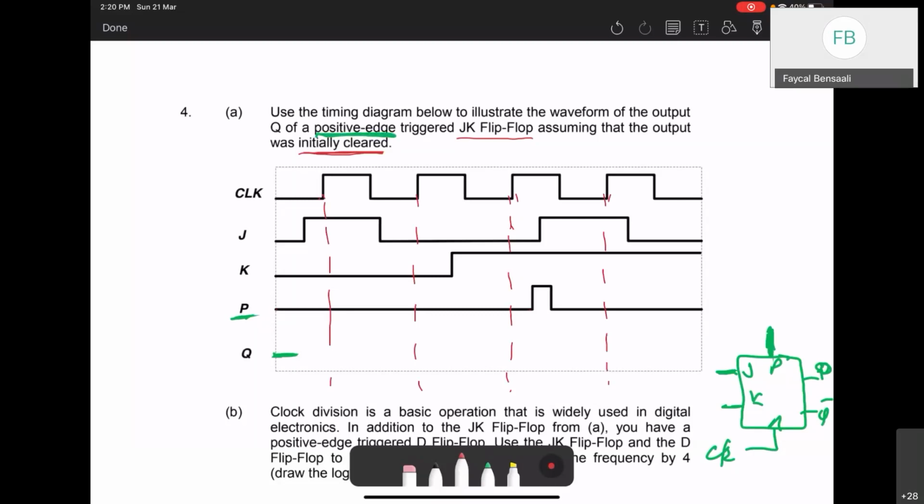So here, and this is very important, preset here, at this time, definitely Q should be 1. I don't know what the previous value for Q was, but at this time it should go to 1, because preset is 1. Do you understand what I mean? Yeah. So this is 1. I know in advance that this should be 1. Now I start with 0 here.